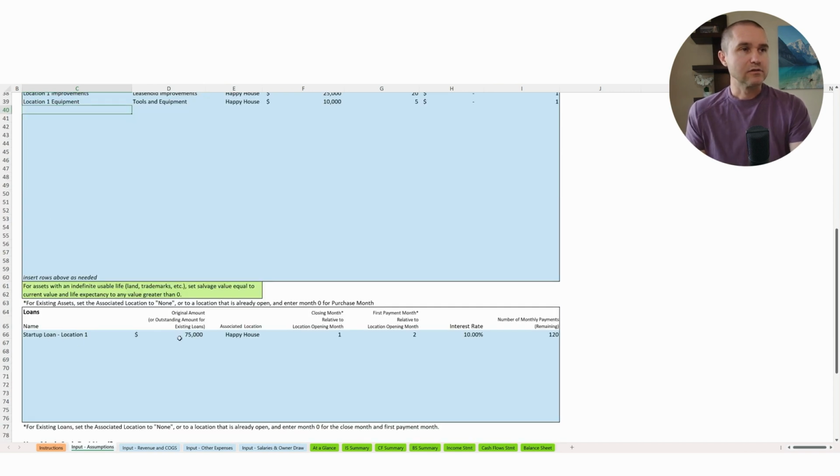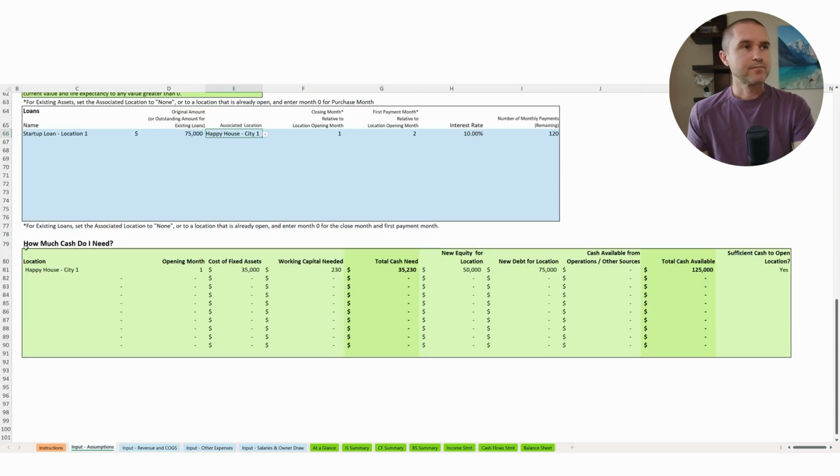Okay, so I've already shown the loan here, and we're saying we close the loan in month 1. We've got to start our first payment in month 2. We've got a 10% interest rate over a 10-year term.